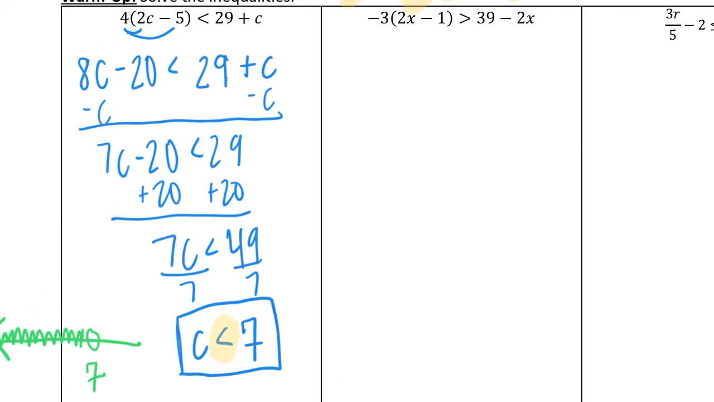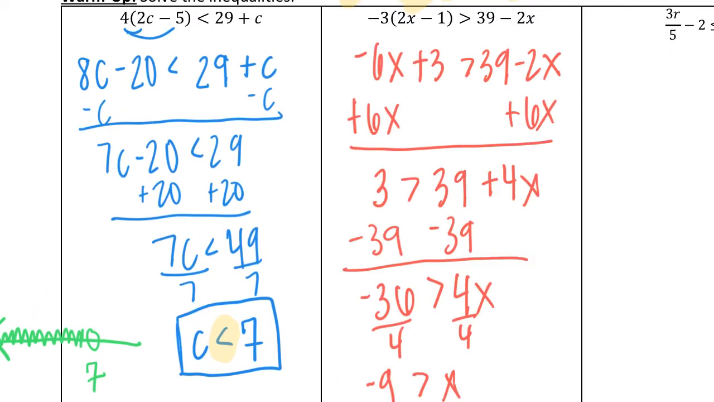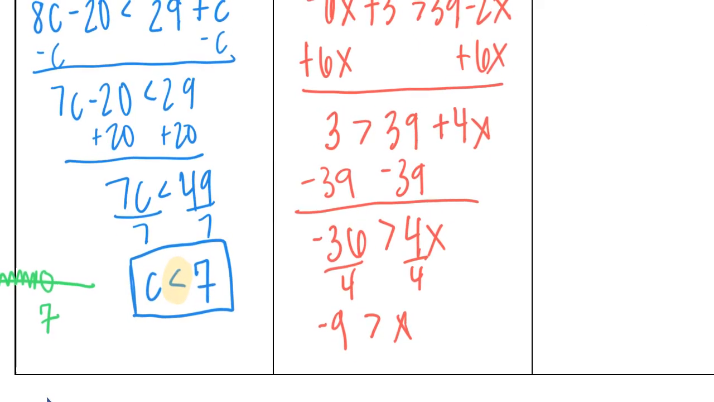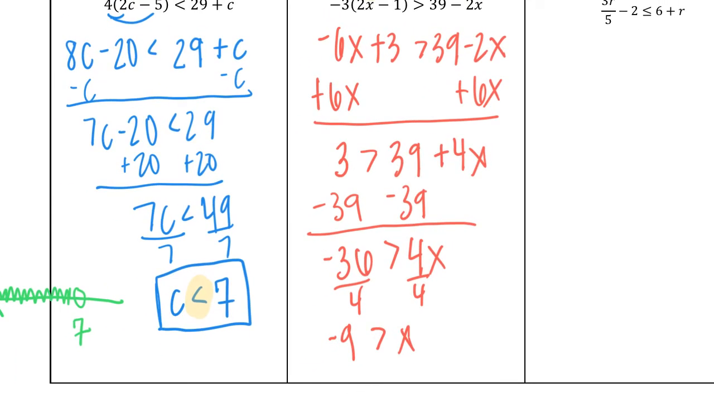Try out the problem in the middle here. When you finish solving that inequality, you might have gotten an inequality that looks like this. Now, it's usually helpful to have the x on the left side of the inequality. So if I was going to rewrite this solution that I got, I could write this as x is less than negative 9. I brought the x to the left-hand side.